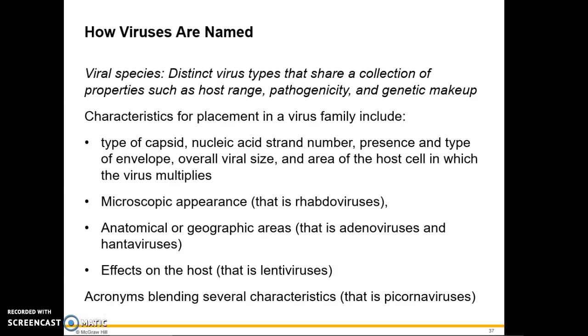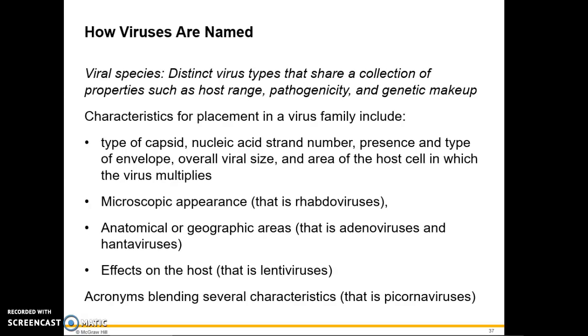Okay, so viral species. There are distinct virus types that have certain properties or characteristics in common. Those things could include host range, which is the variety of hosts that a particular group of viruses can use, pathogenicity, the level of pathogenicity that a group of viruses possesses, and then also the genetic makeup.